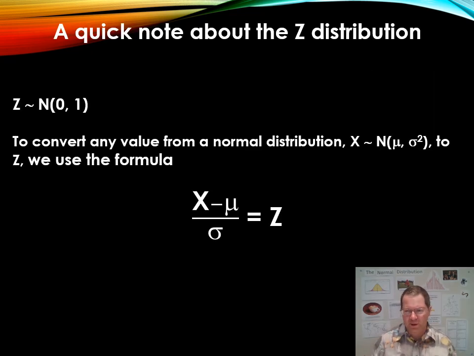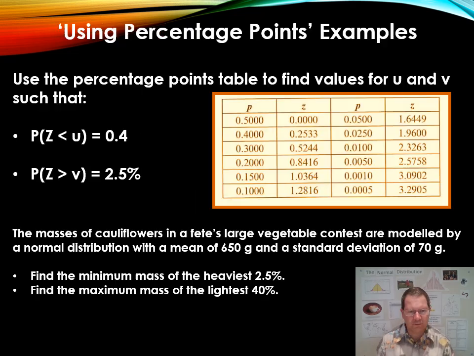Okay, in a minute we're going to have a look at a worded example, but a quick note about the Z distribution, if we want to convert it into the X distribution for all different normal distributions. So Z is defined as a normal distribution with a mean of 0 and a standard deviation and variance of 1. If we wish to convert any value from a normal distribution X to Z, then we use the formula X minus mu all divided by sigma, i.e. X minus the mean divided by the standard deviation equals Z.